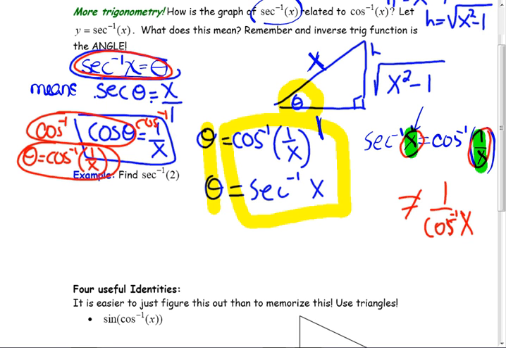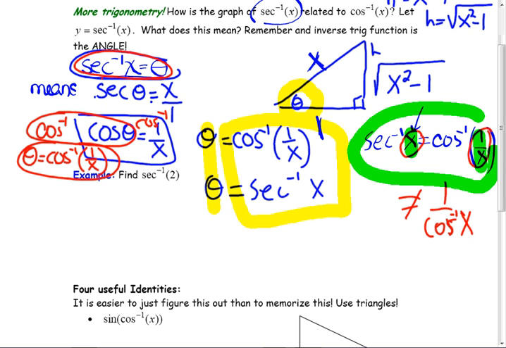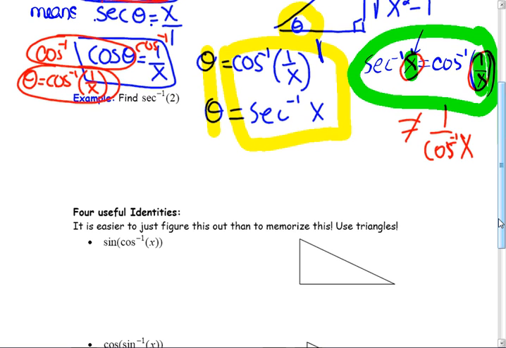But would you think that? It doesn't feel natural to me. This is it. That's the relationship. So, I mean, you can learn it if you want. I would just figure this out.